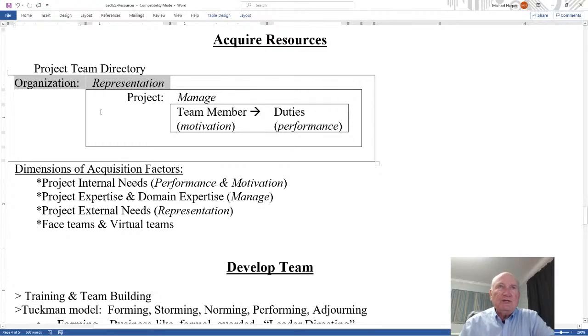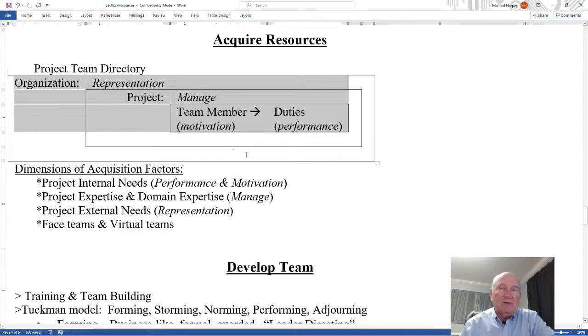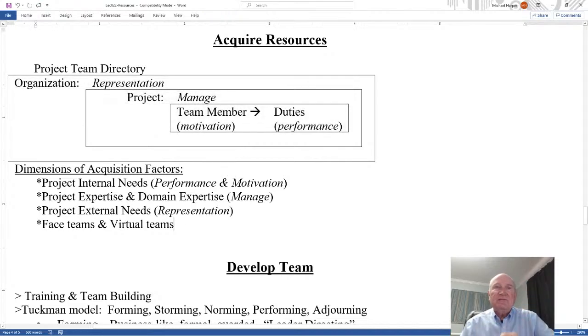And then finally, once you understand the internal level of performance and motivation, the project level of management, and then the organizational level of representation, that has to be folded into face-to-face teams and virtual teams. Some people can do this quite well as long as they're co-located. And some need to be co-located and are not that good at doing this if they're virtually located or non-co-located. They're virtual teams.